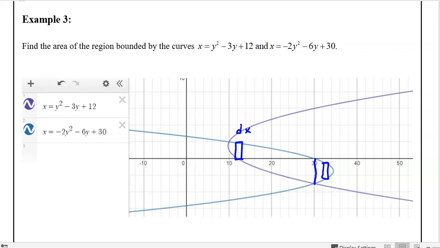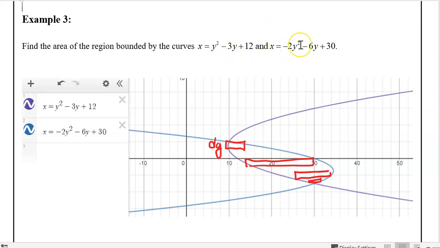That means that it might be easier to go with respect to y. Let's take a look at that instead. If we do that, we need to draw our rectangles running horizontally so that the short end, the differential, is dy. In this case, it looks like in every situation I will have the blue parabola on the right and the purple parabola on the left, no matter how high or how low in the region I go. That makes integration with respect to the y variable preferable.